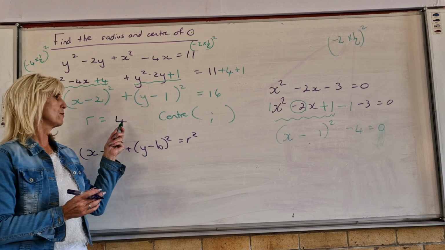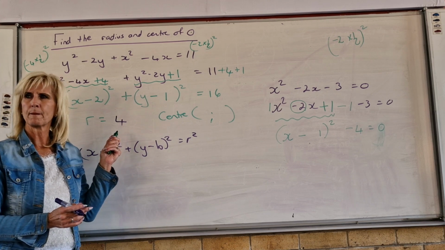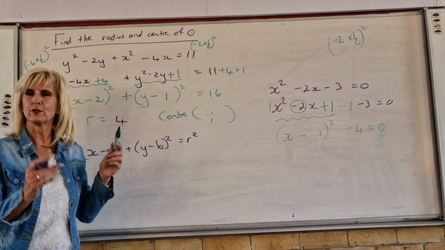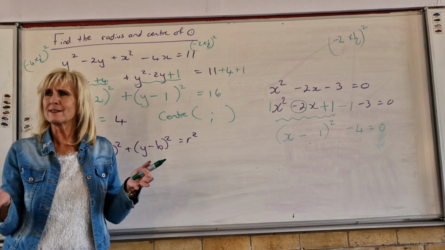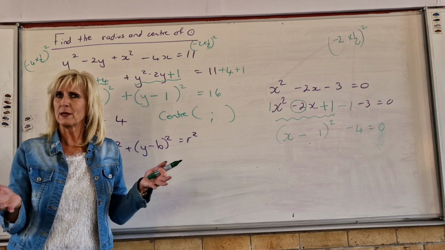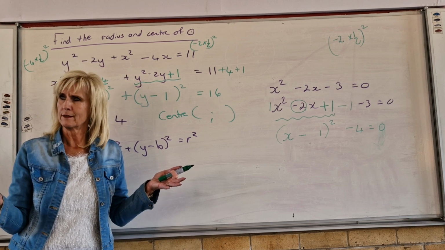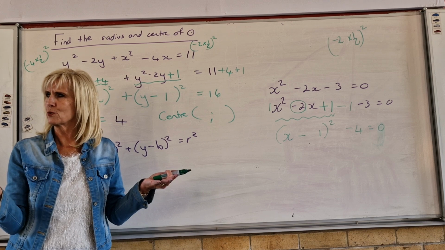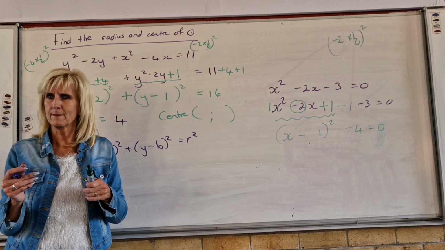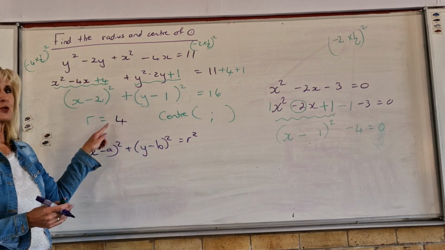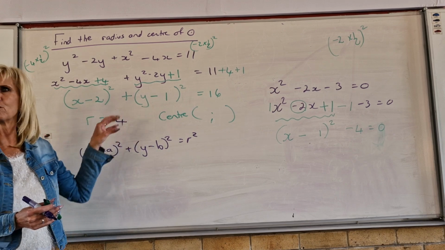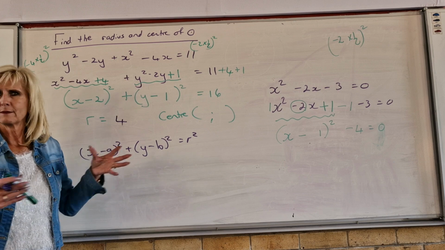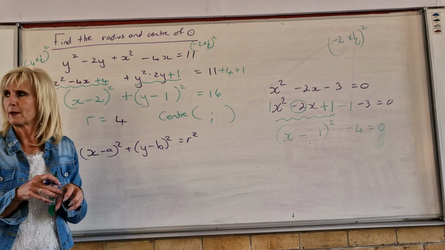Shouldn't we be writing plus or minus? No. Why not? A radius cannot be less than nothing. Where's the circle? Are you with me? Mathematically, when we do the square root of 16, we should be writing plus 4 and minus 4. But a radius has to be positive. It can't be a negative. Then the circle's imploding or something.